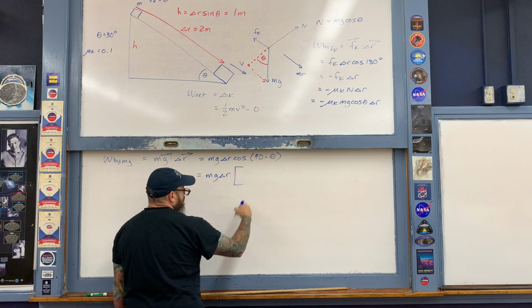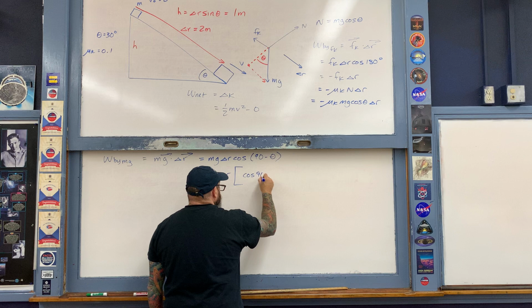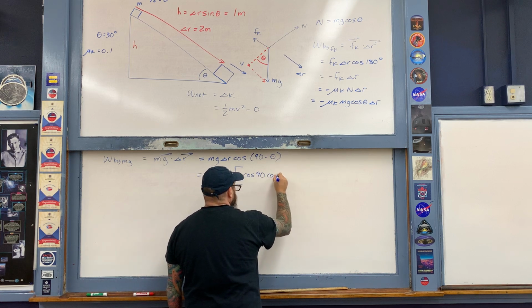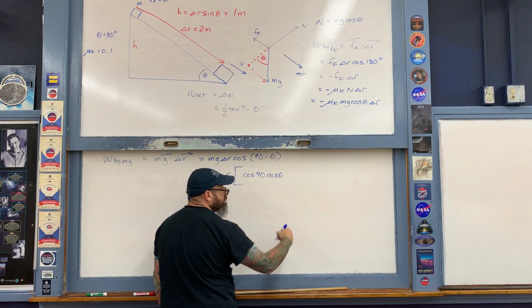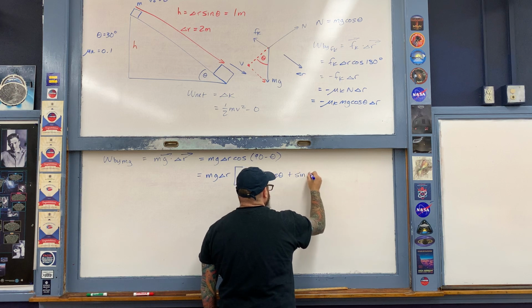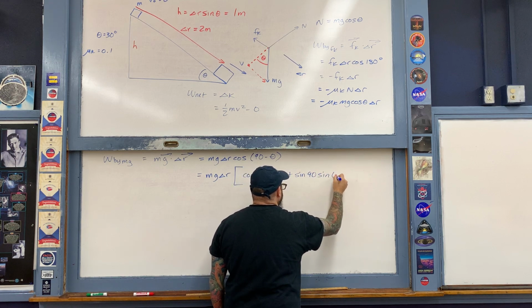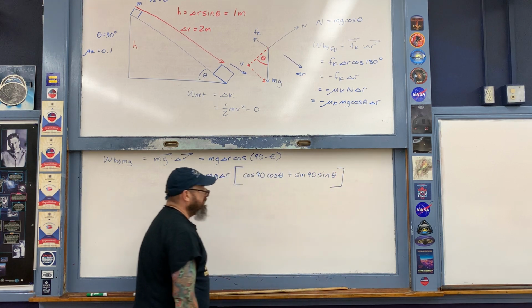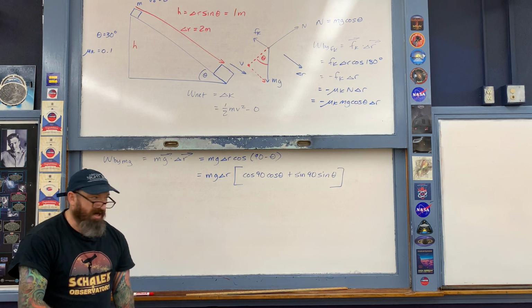Okay, I'll put it in brackets. We take the cosine of the first angle times the cosine of the second angle. Then there's a sign switch. It's plus the sine of the first angle times the sine of the second, like so. And then let's go ahead and simplify the brackets.